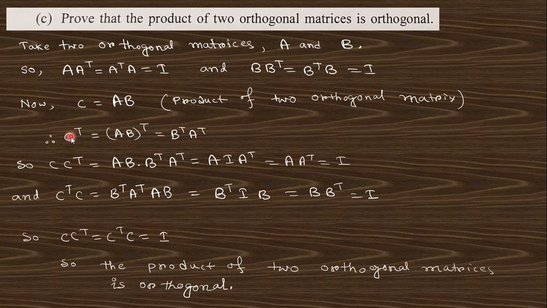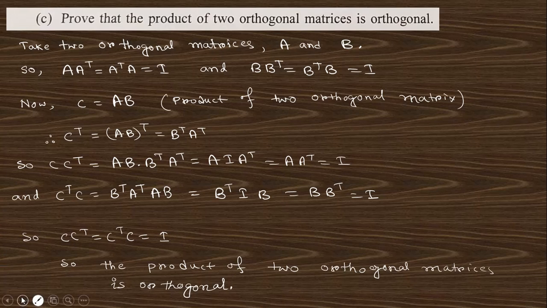If we find the transpose of C, the transpose of AB is nothing but B transpose A transpose. Now if we multiply C into C transpose, that is AB times B transpose A transpose, B B transpose is I, and this gives A A transpose, which equals I. Similarly C transpose C equals B transpose A transpose AB, so this is B transpose I B, which equals I. So the product of two orthogonal matrices will be orthogonal.